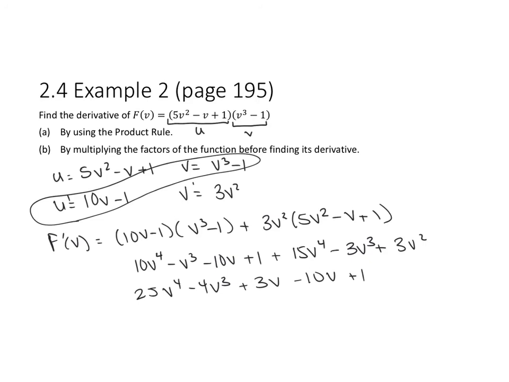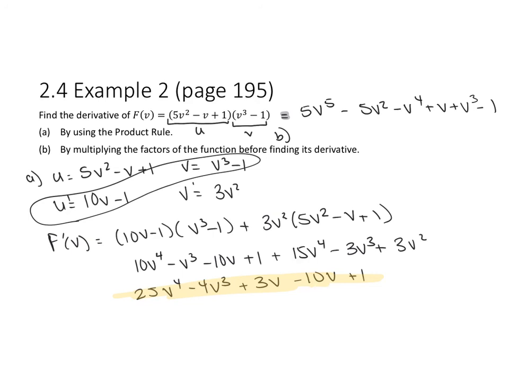And now they want me to compare and see if that's the same thing as if I had FOILed first and then combined like terms, then took the derivative. So I think I'm running out of room, so I'm going to write it up here. 5v to the fifth minus 5v squared minus v to the fourth plus v cubed minus 1. So all I've done right now is FOIL it out. Now let's take the derivative. Well, I'm going to do part B right here next to it. I should have written that this was part A.